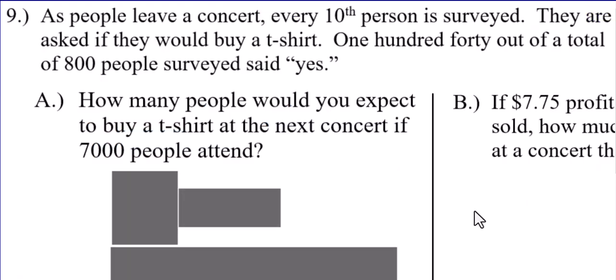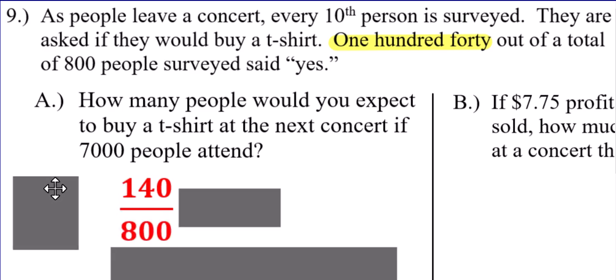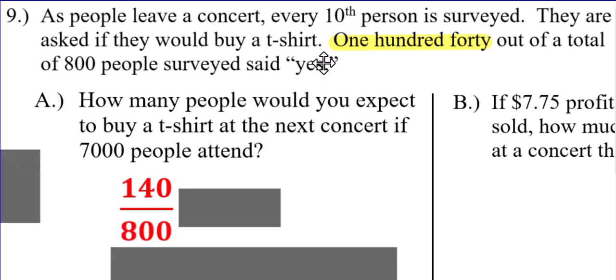And finally, number 9 has a part A and a part B. Every 10th person is surveyed. That's a systematic random sample. We like that. 140. Did you realize that they gave a number in words? 140 is 140. Yeah, I know that was a little sneaky of this problem to do. But they didn't do it with the 800. Why? I don't know. All right, so 140 out of 800, that's our ratio, said yeah, they'll buy a t-shirt.